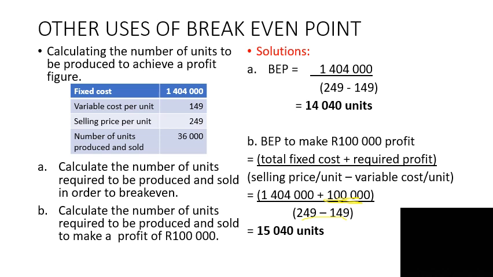This will give us 15,040 units. So for this business to make a profit of 100,000, they need to produce and sell 15,040 units. If they only produce 14,040, there is no profit, there is no loss. To make a profit of 100,000, they now need to make 1,000 more units.